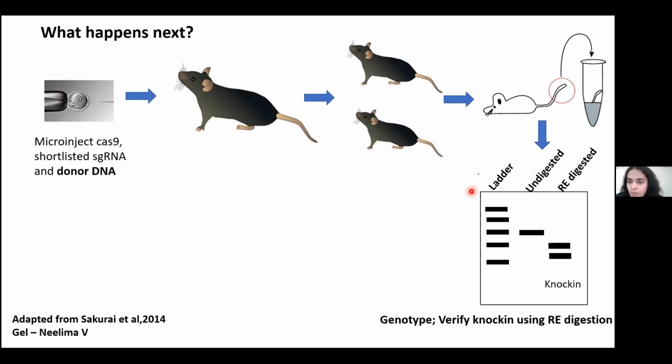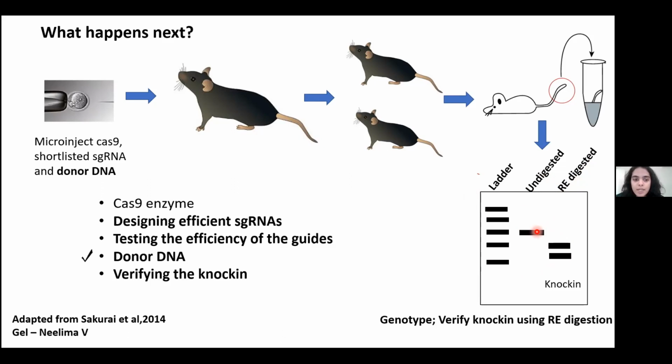So what you do essentially is you use restriction enzymes to check for the presence of the knock-in. So if you have a restriction enzyme digestion, you'll see a band that's a lower molecular weight than the undigested sample. And that would tell you that the donor DNA is incorporated. So we have the donor DNA, we have efficient single-guide RNAs. We've tested for the efficiency, and we've verified whether the knock-in has happened or not.